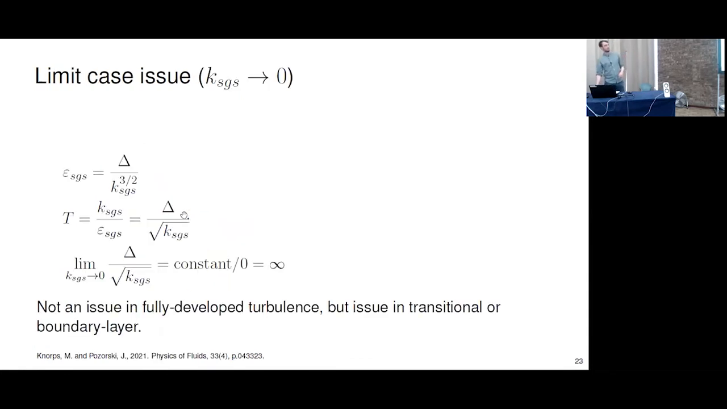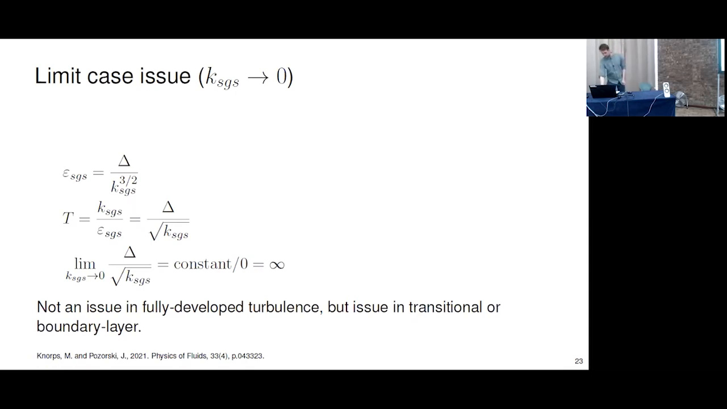Then we have a nice little proof here, where the time scale is 1 over G, and if we give this relationship, it's delta over square root K. If the flow becomes laminar, the time scale should go to 0. But then obviously the kinetic energy is also going to 0. Therefore, the time scale actually goes to infinity for large eddy simulation. And a lot of the studies are on fully developed turbulence.